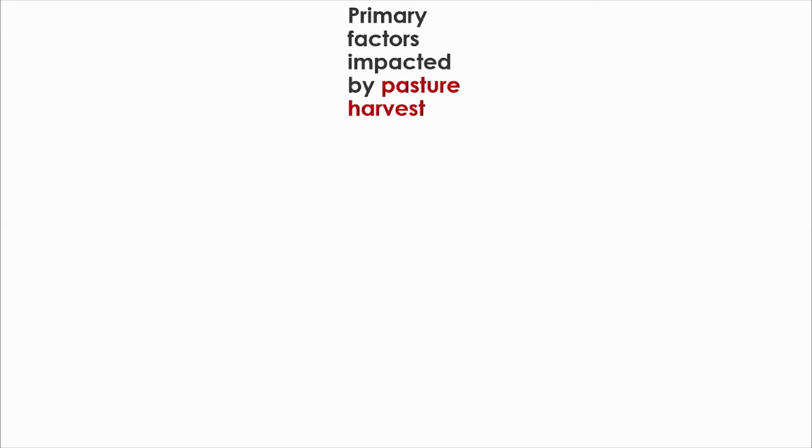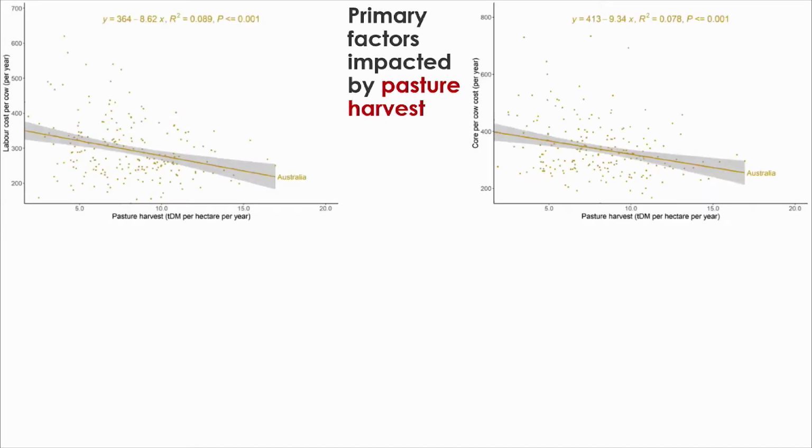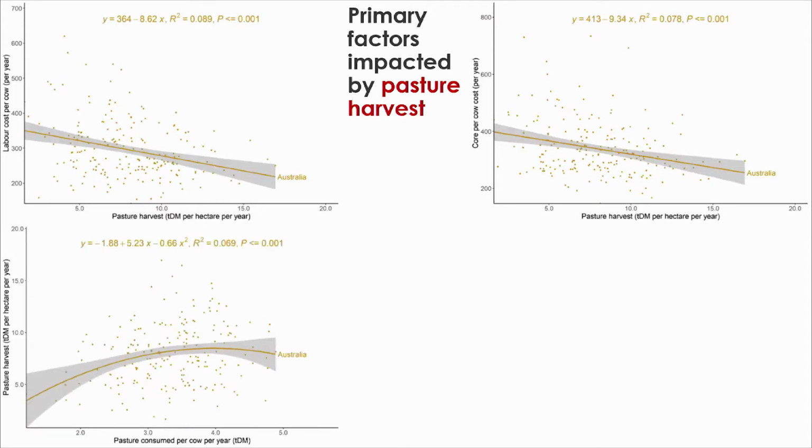There are 2 more cost factors that decrease as pasture harvest increases, with these being labour cost per cow and core per cow cost. This final graph outlines the impact of pasture consumed per cow on pasture harvest, with increasing pasture consumption per cow contributing to an increase in pasture harvest.